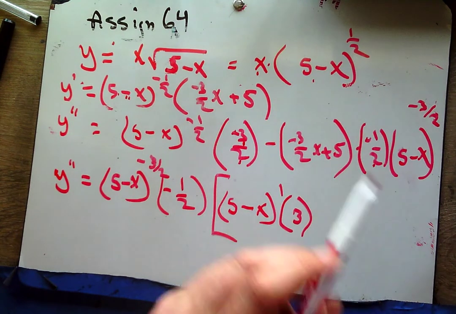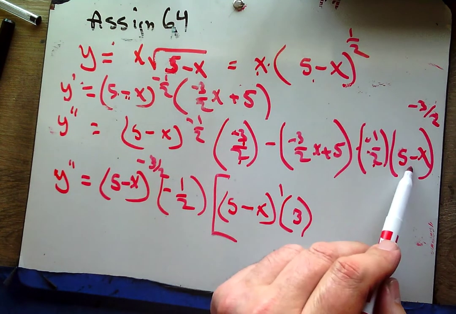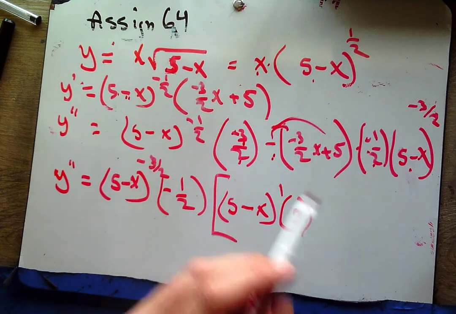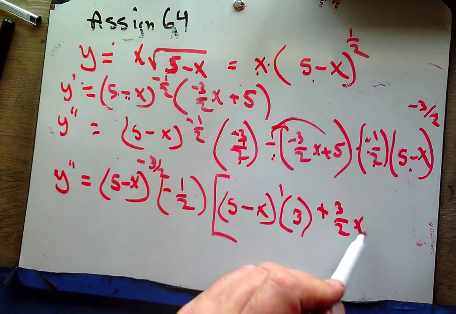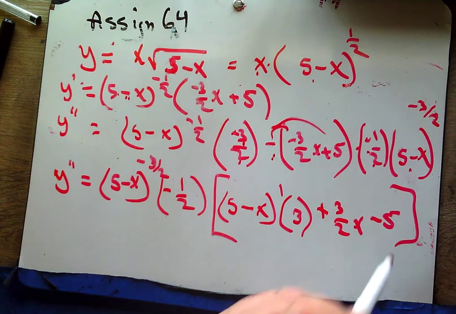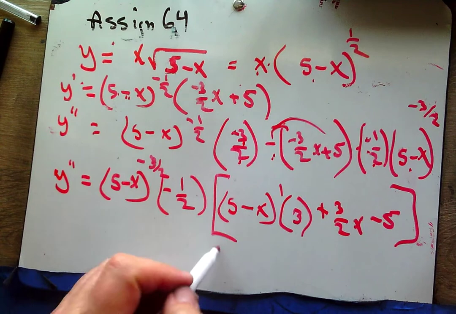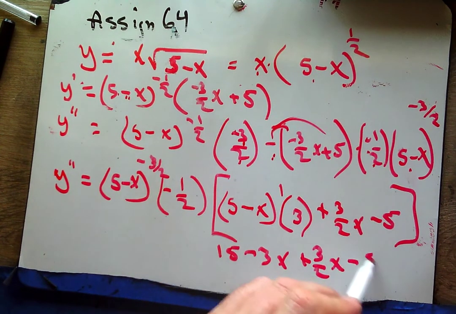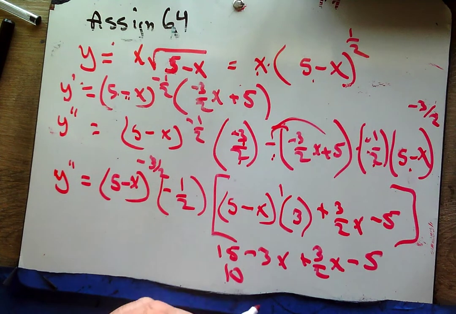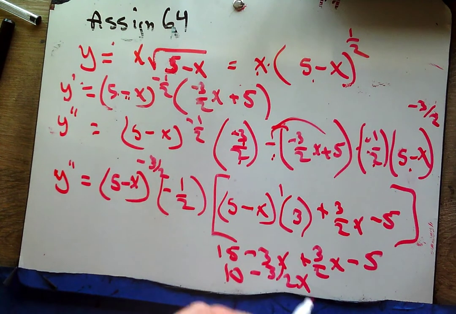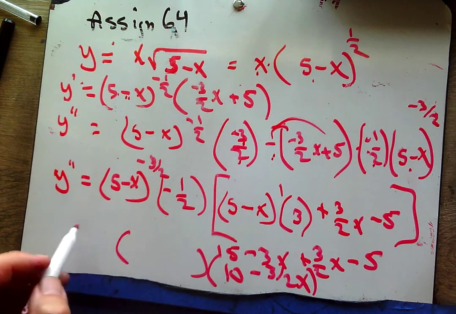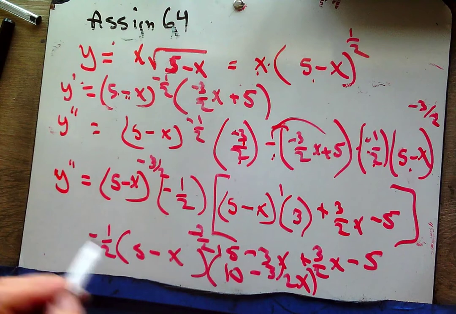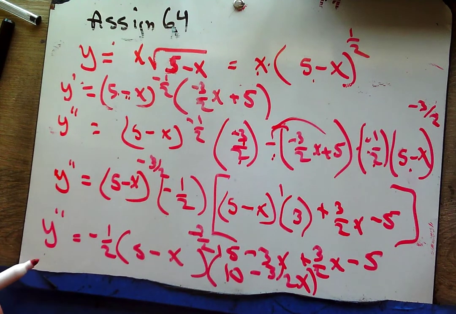Okay. And we took out the -1/2. We took out all of this. So all I have to worry about is minus being distributed to each of those. So plus 3/2 x minus 5. Okay, so let's tidy this up. 15 minus 3x plus 3/2 x minus 5. And that's going to be 10 minus 3/2 x times 5 minus x to the -3/2 and a -1/2. And there's y double prime.